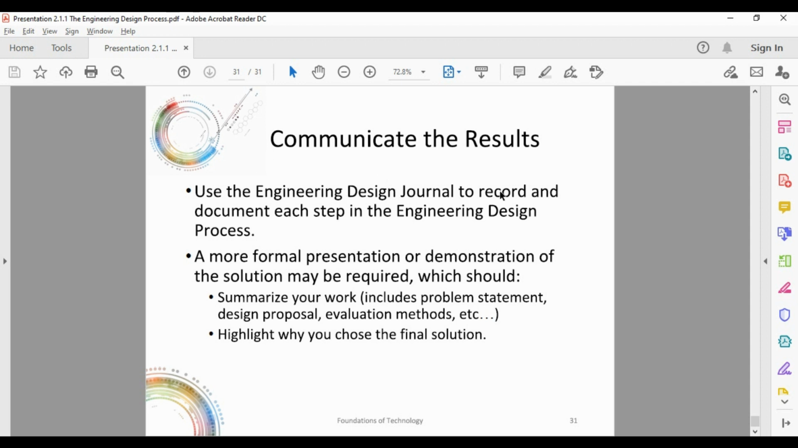Okay. Use the EDP journal to record and document each step of the engineering design process. This is communication. This is communicating the results. If you told me, Mr. Andrews, we're going to bake you an apple pie, and then the day that you were going to bring in the pie, you come in with a chocolate cake, I might kind of go, wait a second, this isn't what you promised.